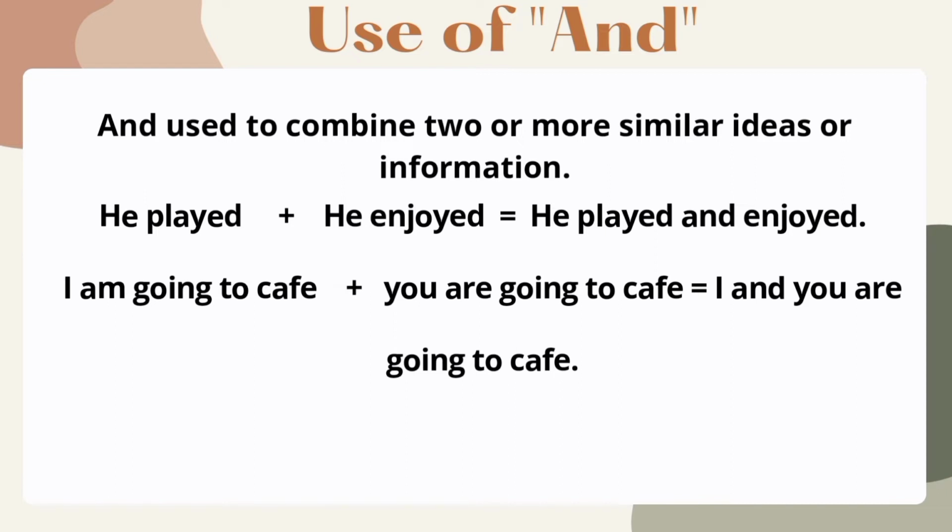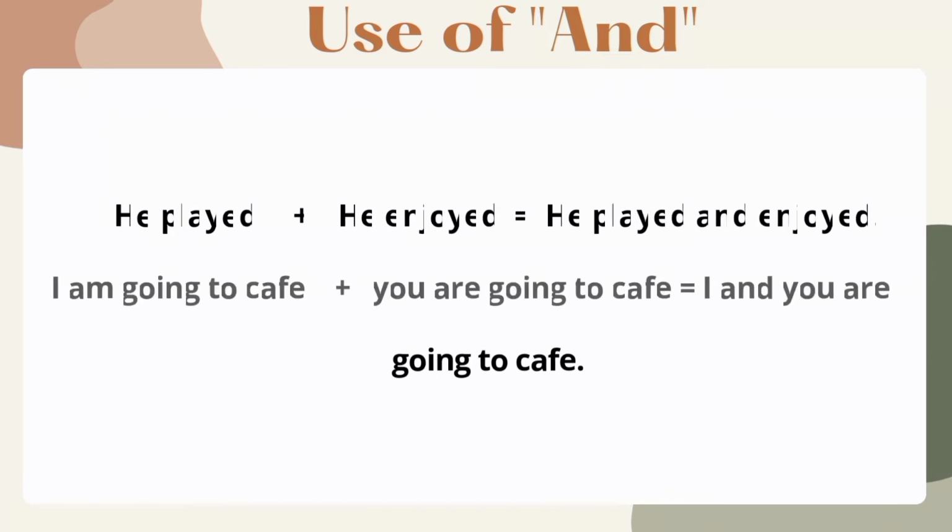Next is I am going to the cafe. You are going to the cafe. These are also similar ideas, so we can combine them with the help of and. I and you are going to the cafe.